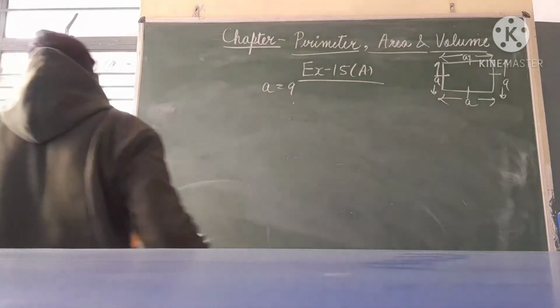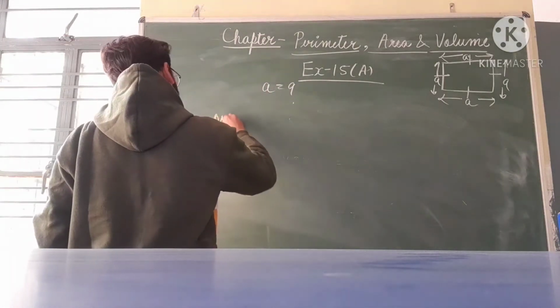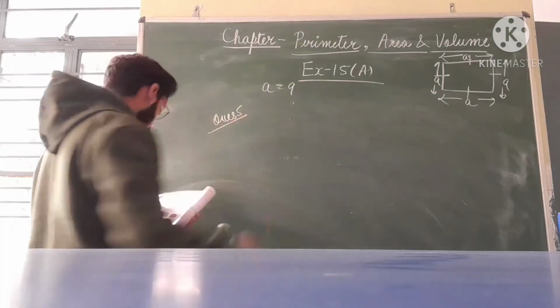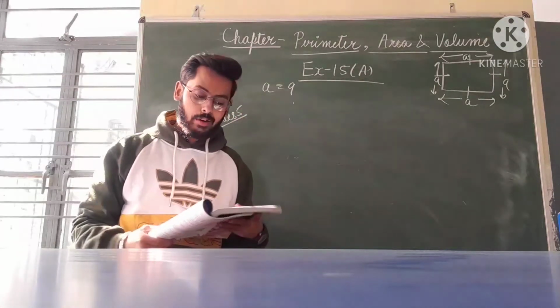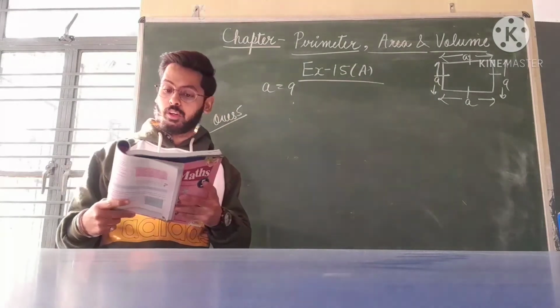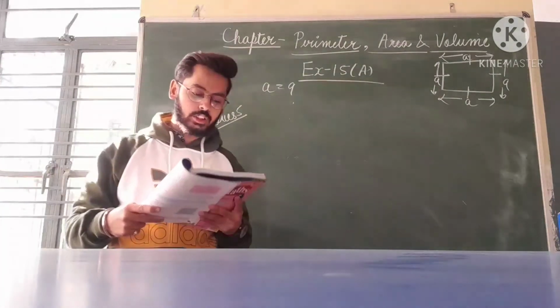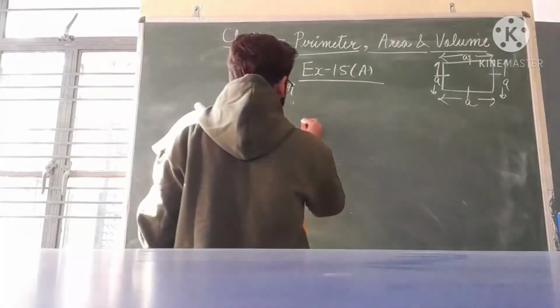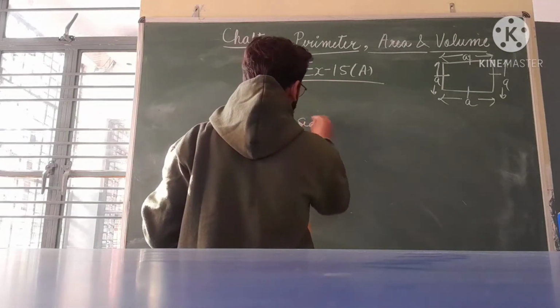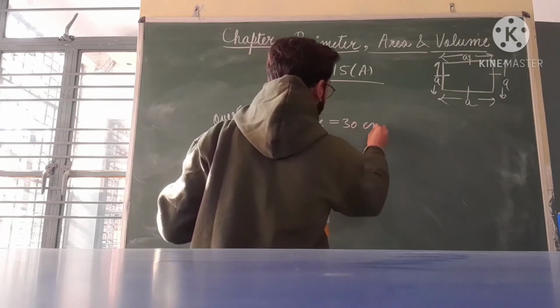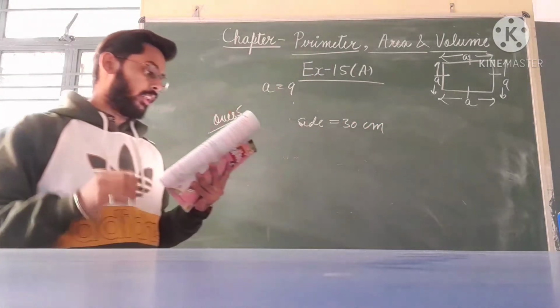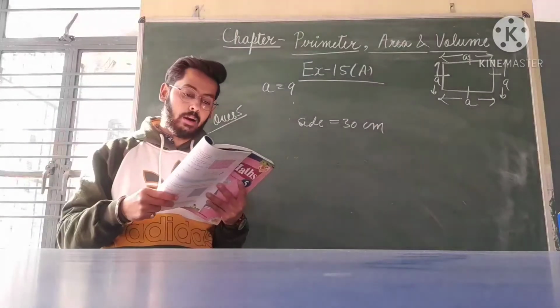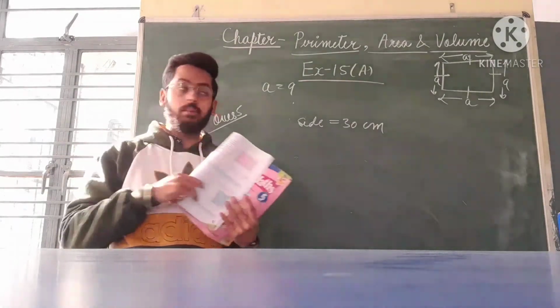Now the next question, question number 5. What does it say? Daisy walks round a square park of side 30 centimeters twice every morning. How much total distance does she walk every morning? Daisy walks around a square park whose side is given as 30 centimeters, and she walks twice every morning in that park. How much total distance does she walk every morning?